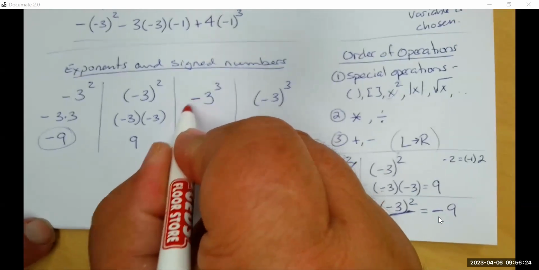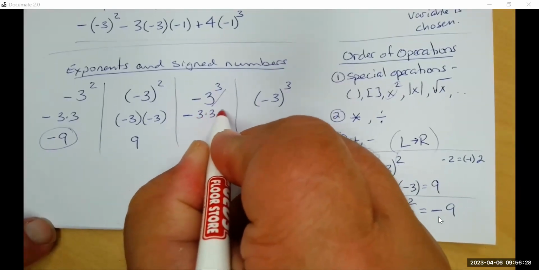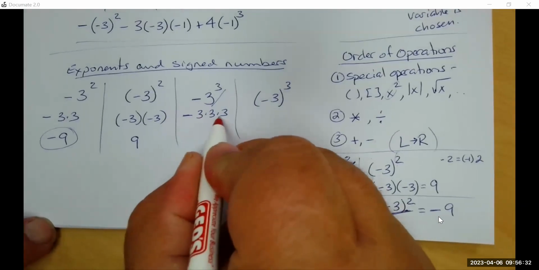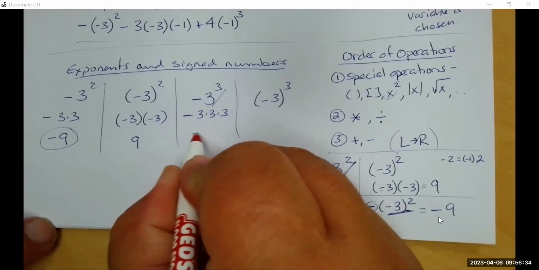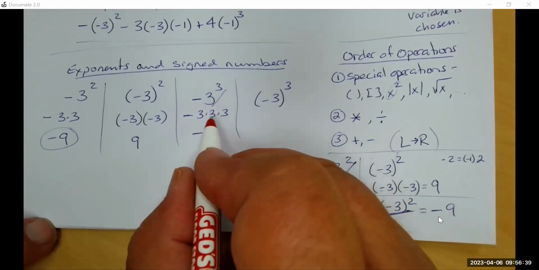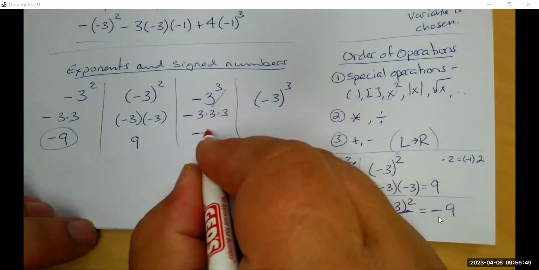Well, the negative is out in front. 3 times 3 times 3. Right, still going to be negative because it's outside, it's in front of the 3. What is 3 times 3 times 3? Do your fingers, 9 times 3. Very good. -27.